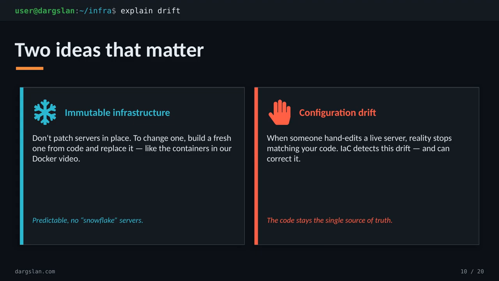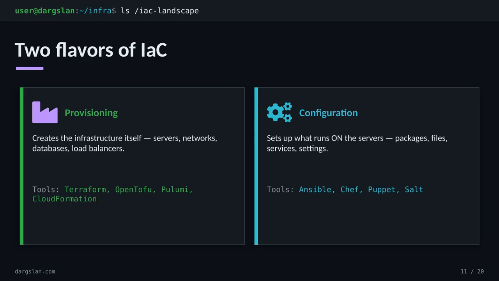Suddenly, reality and your code disagree. The good news? IaC tools can detect that drift and pull things back in line, keeping your code as the single source of truth. Now, when people say IaC, they're actually talking about two related but distinct jobs. Provisioning is about creating the infrastructure itself, the servers, networks, databases, load balancers, and that's where tools like Terraform, OpenTofu, Pulumi, and CloudFormation live.